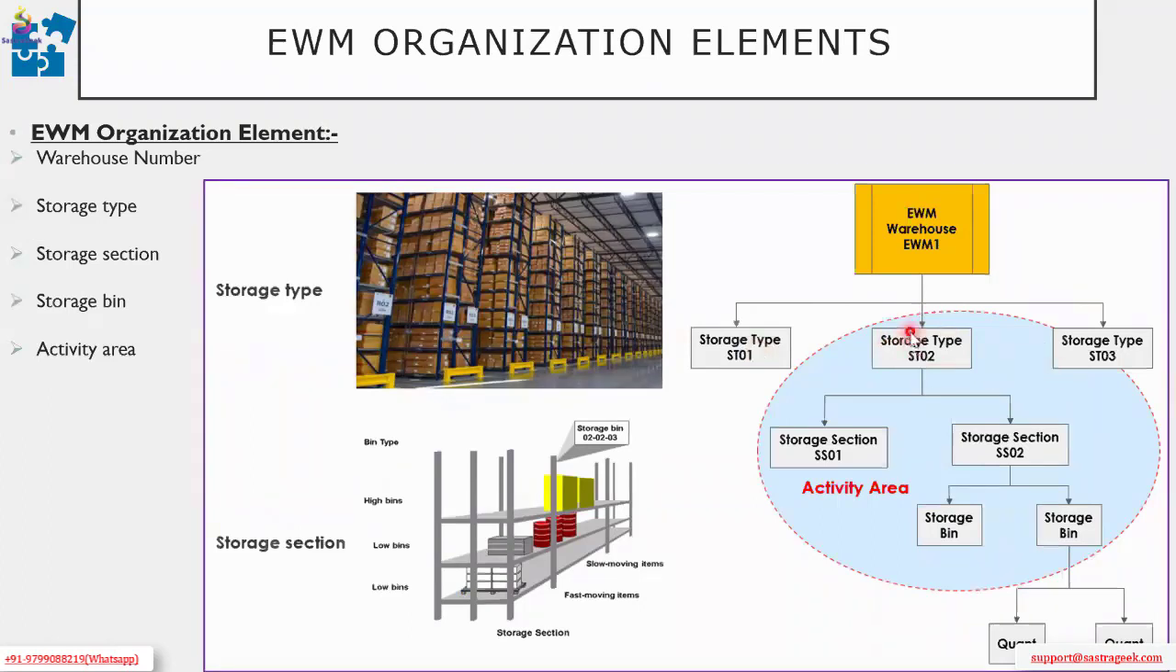And each storage type would be drilled down to a certain level, to a storage section, and within that section we'll have a storage bin, and in the bin we'll have a quant. But ideally the quants are something we do not have in the EWM system. This is something we'll have only in the WM system, the quants. So this is the hierarchy we always need to remember. In a warehouse we have storage types, storage sections, and the storage bins.